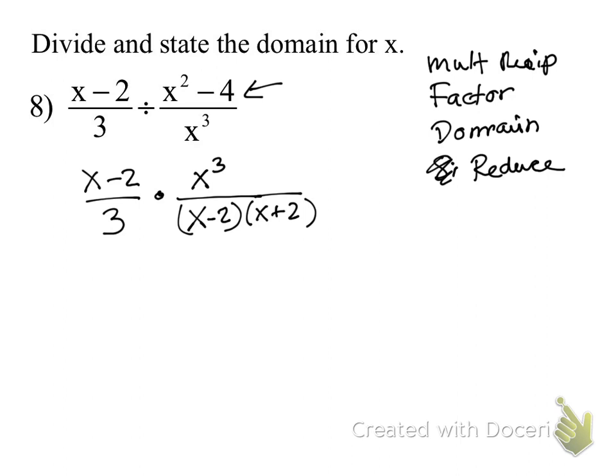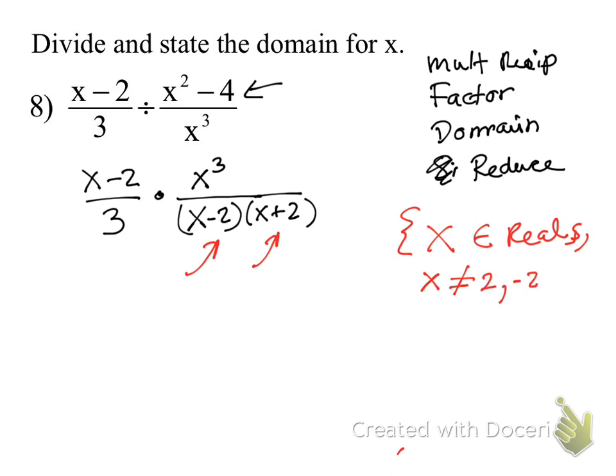Oh, wait. So what's my domain here? What is x not allowed to be? X is an element of the reals, right? And x cannot equal what? 2, because that would give me a 0 there, and we can't have a 0 in the denominator. And what's going to give me a 0 here? Close it up. Now we can cross cancel. What are we cross canceling? And I have x cubed over 3 times x plus 2.